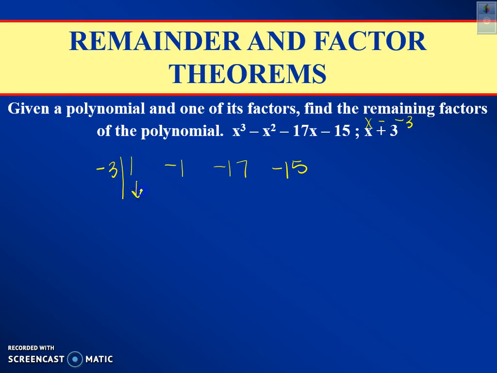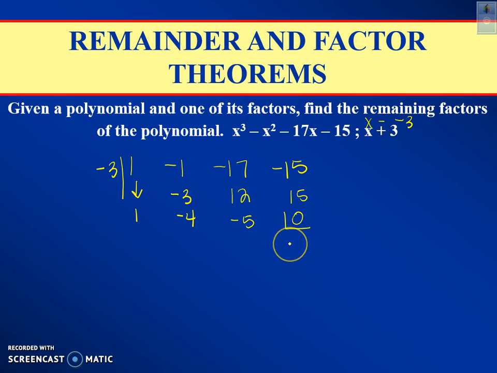Okay, so we bring down our 1. We have 1 times negative 3, which is negative 3. Add those two together, you get negative 4. Negative 4 times negative 3 is 12. Adding those two, you get negative 5. And then negative 5 times negative 3 gives me 15. So this is 0. Okay?